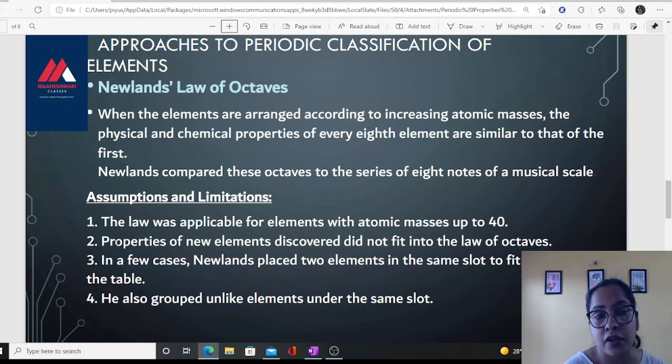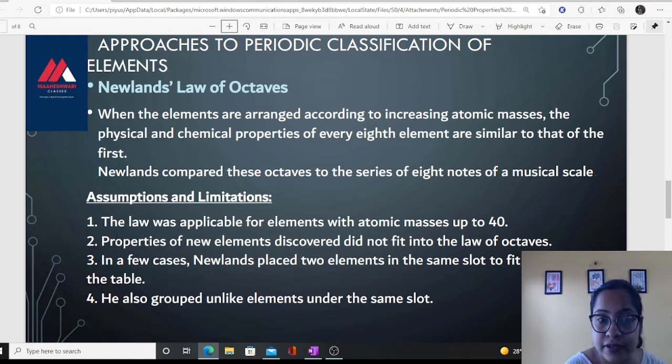जो न्यूलैंड का लॉ ऑफ ऑक्टेव्स था, इन्होंने बोला कि when elements are arranged according to increasing atomic masses, the physical and chemical properties of every eighth element are similar to that of the first. तो पहले एलिमेंट की प्रॉपर्टी और eighth एलिमेंट की प्रॉपर्टी सिमिलर होंगी, and this he called as law of octaves. Just like in musical notes we have law of octaves, similar was Newlands' law of octaves for elements also.